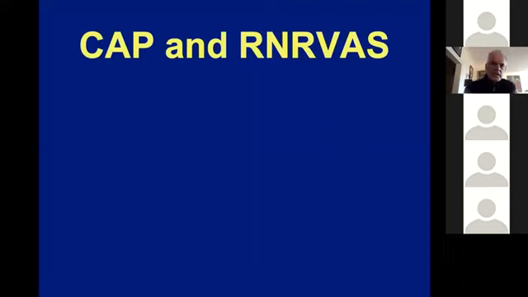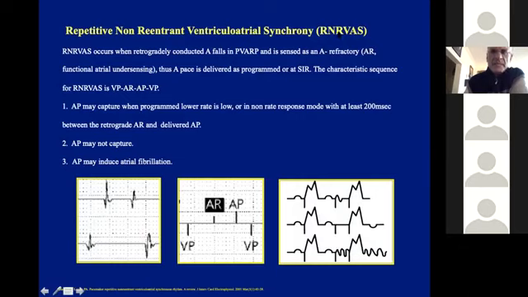This is an interesting topic that I already alluded to, and you don't get a lot of teaching on this during your EP fellowship. It kind of looks esoteric, but it turns out, by the analysis of large volumes of electrogram data, that this is very, very common. I will tell you a little later how common it may be. So what is competitive atrial pacing, and particularly a very specific form of it called repetitive non-reentrant ventriculoatrial synchrony?